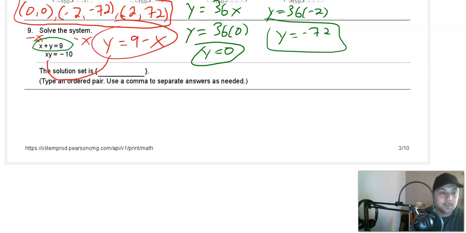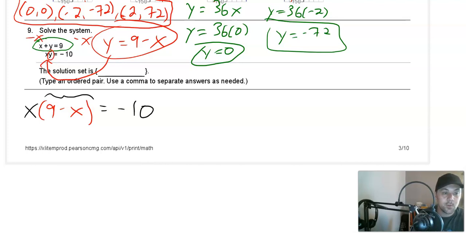I will plug that into the bottom equation for y. And so I'll have, the x will still be there, but in place of the y, I will have 9 minus x. And then I'll still have the equals -10. All right, so I replaced the y, this is where the y was.